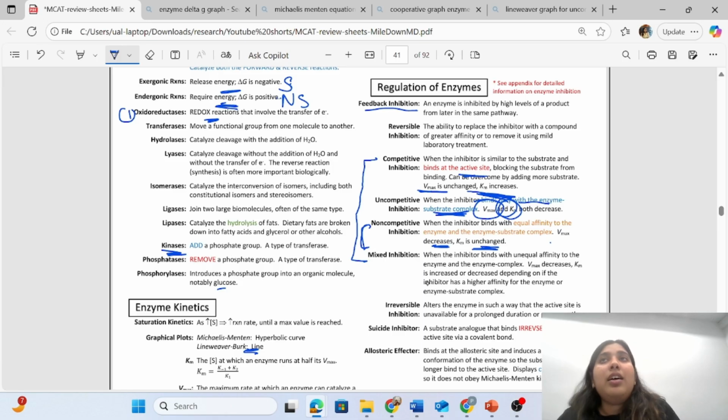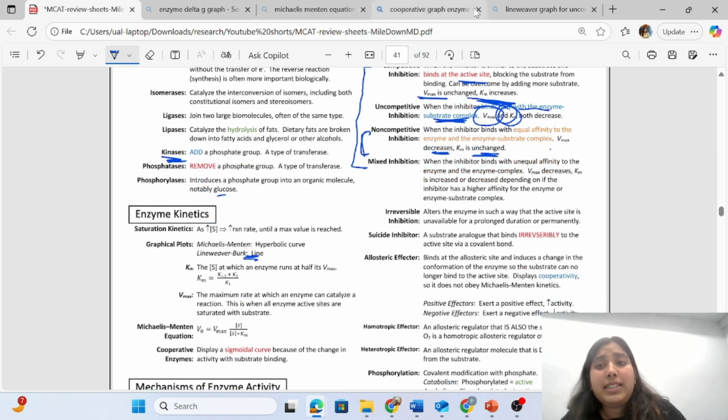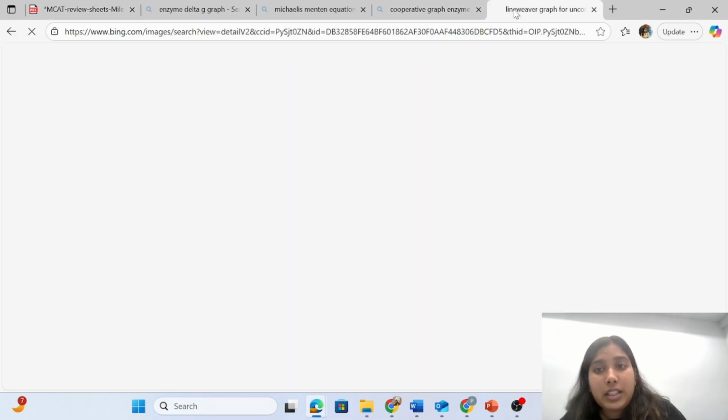But if it is fighting more with the enzyme-substrate complex (ES) and less with the enzyme, then the Km will decrease. So basically, these are the competitive and uncompetitive situations. Okay. Now let's see it on the graph.